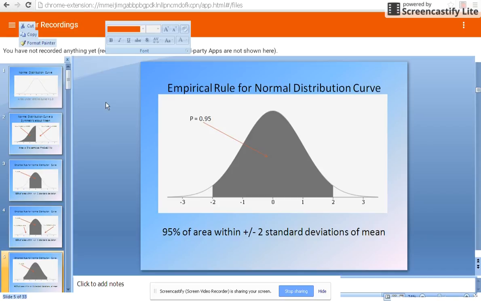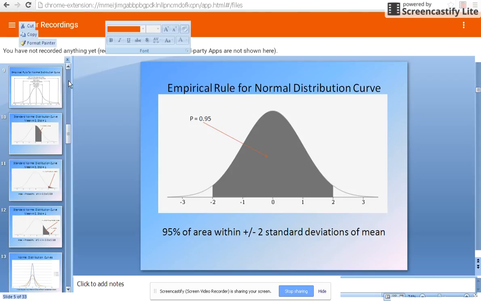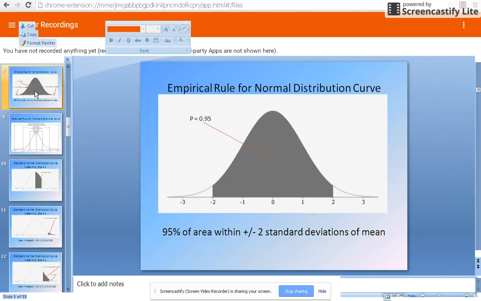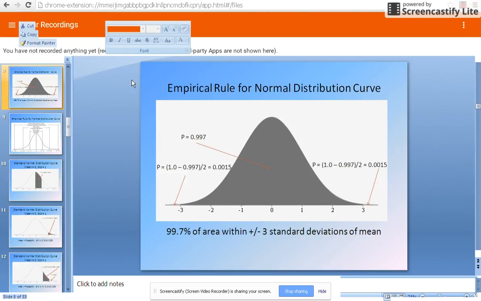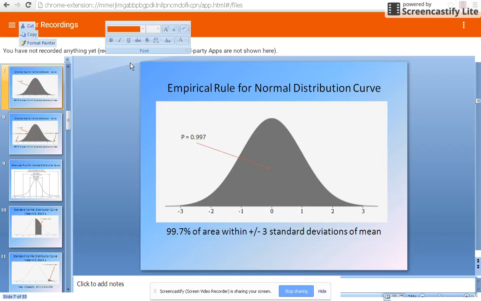If we were to go to 2 standard deviations to the right or the left, the area under the curve is always 0.95. And if we were to go even further out to plus or minus 3 standard deviations, the area under the curve there is always 0.997, within plus or minus 3 standard deviations.